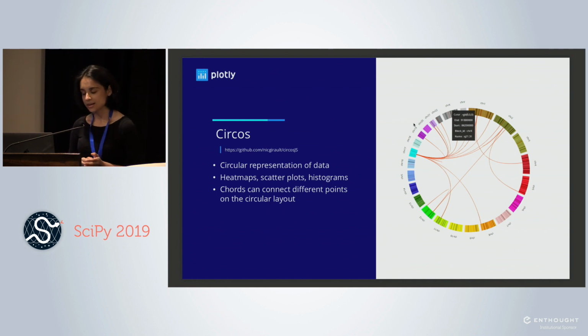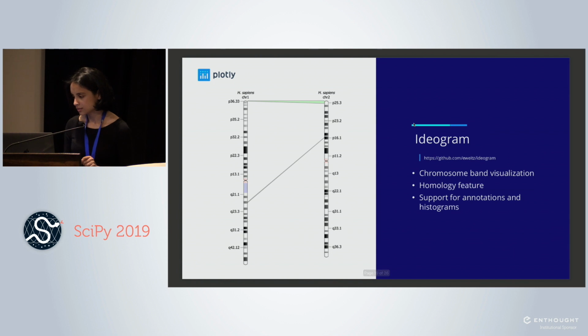In addition to this layout, Circos also represents heat maps, scatter plots, and histograms. And again, all of these will be in the circular layout. On top of that, you're able to capture, again, information about click data and hover data that you can use to feed into another part of your app.